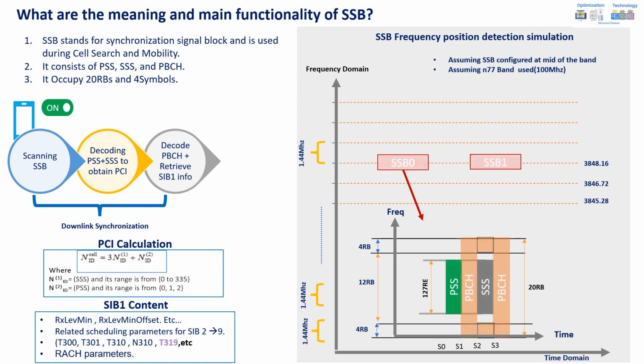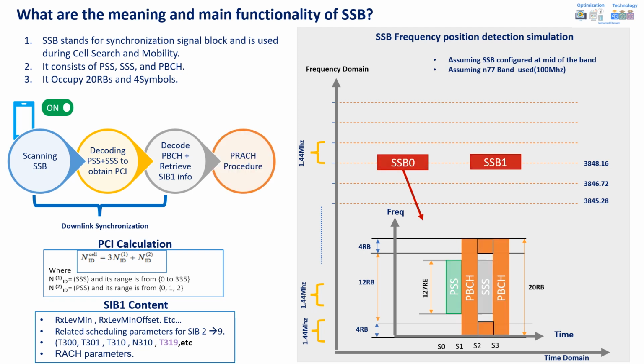Lastly, after the downlink synchronization has been completed, the UE will start the PRACH, physical random access channel, procedure to complete the uplink synchronization.